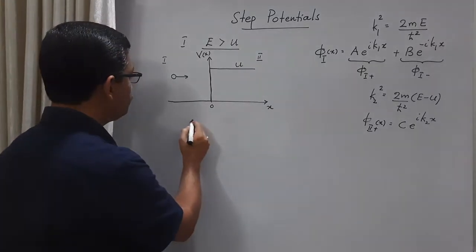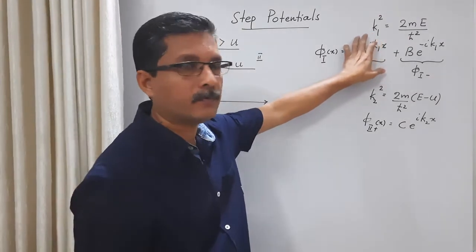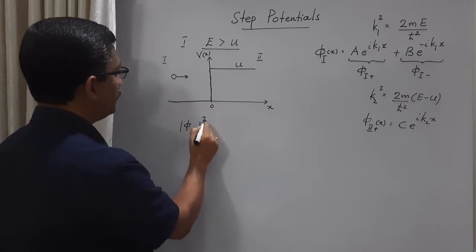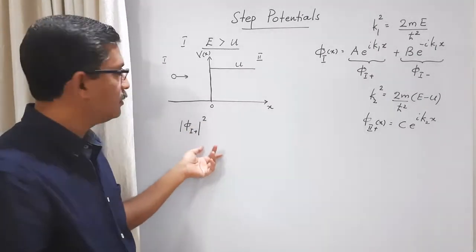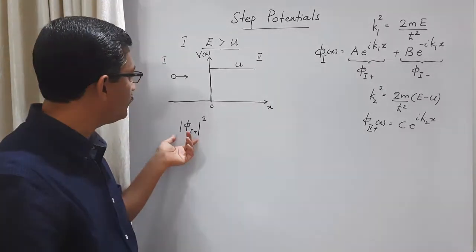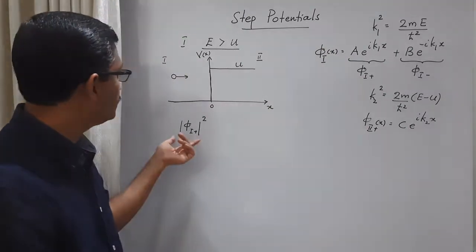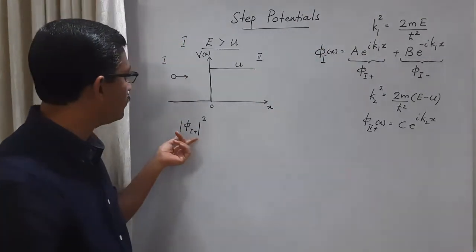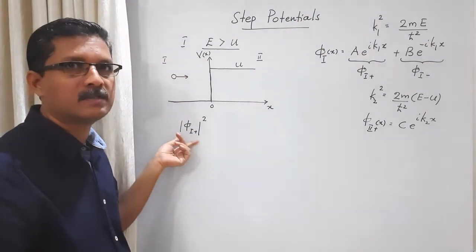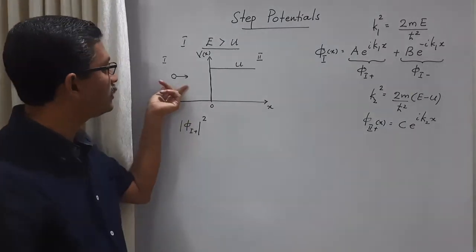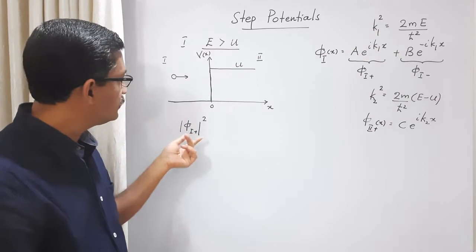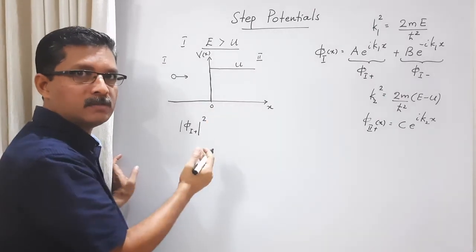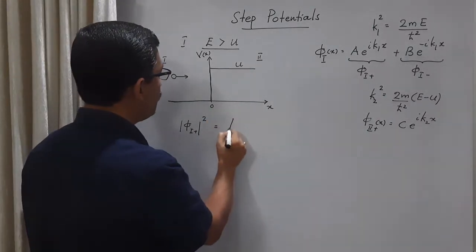Now let us take this incident wave. What is this quantity, mod phi 1 plus square, that is phi 1 plus star times phi 1 plus, its modulus square? If it's a normalized wave function, let's assume that A is the normalization constant and we find it out. So this mod phi 1 square is the probability density of the particles in region 1. Probability density in the one dimensional case means probability per unit length. So this is the probability density.